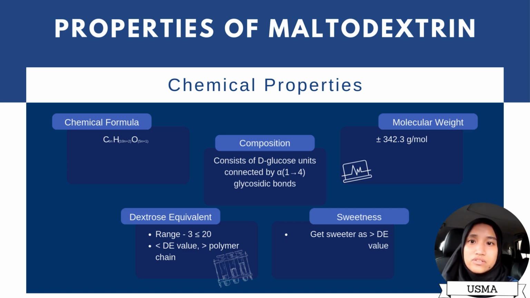Low DE maltodextrins contain longer chains of glucose molecules, while high DE maltodextrins have shorter glucose chains. Maltodextrins are classified based on their DE value, which ranges from 3 to 20. A lower DE indicates longer polymer chains, while a higher DE corresponds to shorter chains, resulting in increased sweetness and solubility.